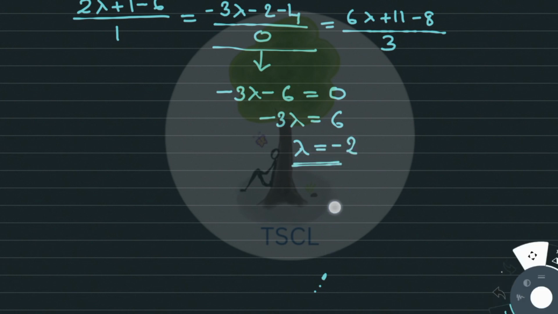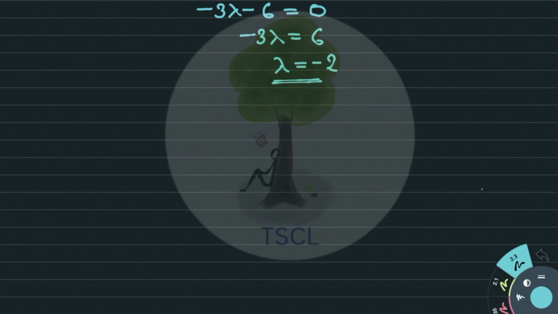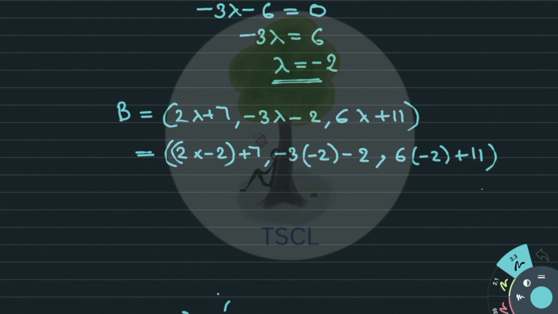Now let's substitute this into the vector form of point B. The vector form of point B is 2 lambda plus 7 comma minus 3 lambda minus 2 comma 6 lambda plus 11. Now substitute in each. We'll get 2 into minus 2 plus 7 comma minus 3 into minus 2 comma 6 into minus 2 plus 11. So the values that we are getting are 3 comma 4 comma minus 1.